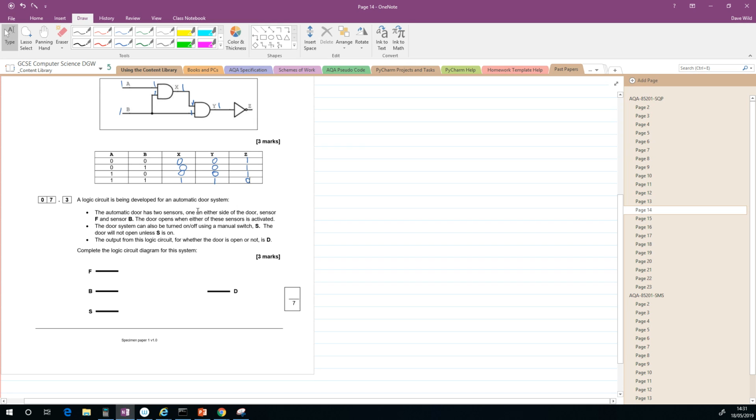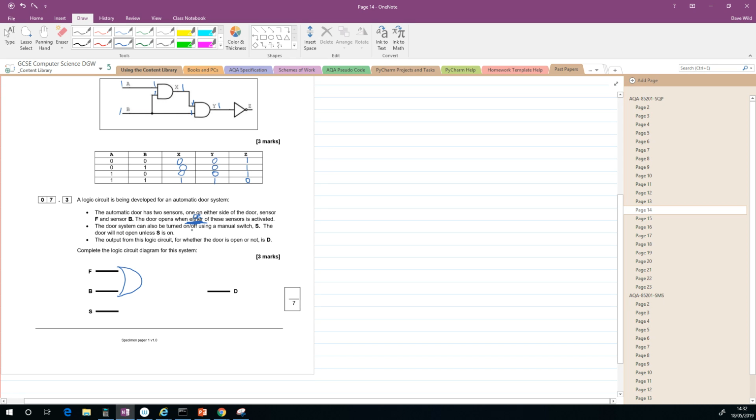Okay, a logic circuit is being developed for an automatic door system. The automatic door has two sensors, one on either side of the door, sensor F and sensor B. So, okay, either side of the door. So this is before the door and this is after the door. The door opens when either, what does either mean? Either is like an OR here. Of these sensors is activated. So we need an OR gate connecting these.